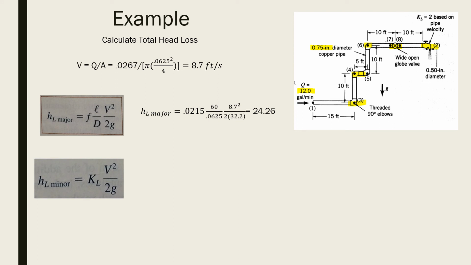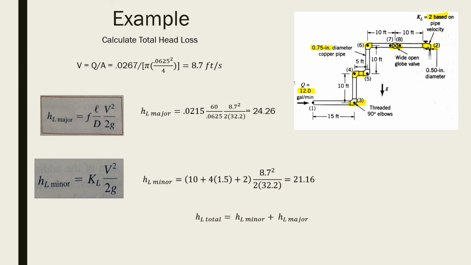Now that we have HL major done, we can now start calculating HL minor, which is calculated using the loss coefficient, the velocity squared, and 2 times the gravitational constant. The loss coefficient is given by using one of the tables on the previous slides and finding the loss coefficient for all 4 threaded 90-degree elbows, the wide open globe valve, and the given 2 for the nozzle. Adding this together and multiplying it by V squared over 2g, we get HL minor, which is 21.16.